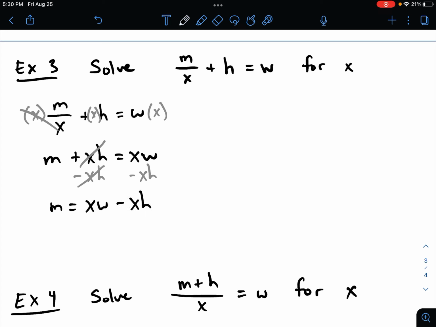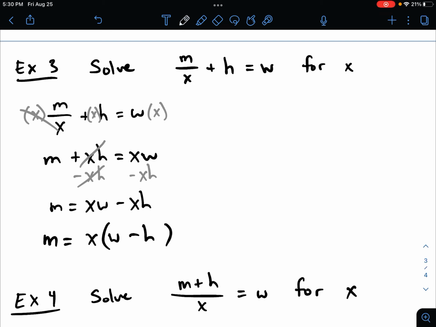All right, it looks a little bit better because we're trying to solve for x, and now we at least have x on the same side. The nice thing here is that we can do what we call factoring, right? We've learned factoring a while ago, so we know that if I look at m equals, and I look at these two terms here, I can see they both have an x in common. So I'm going to factor out an x and see what I have remaining. Well, x times w is xw, and x times negative h is negative xh.